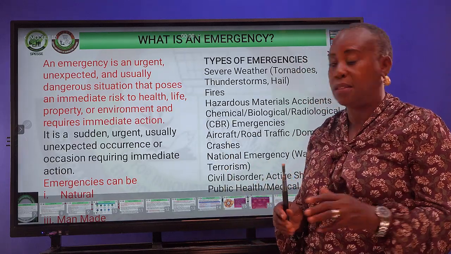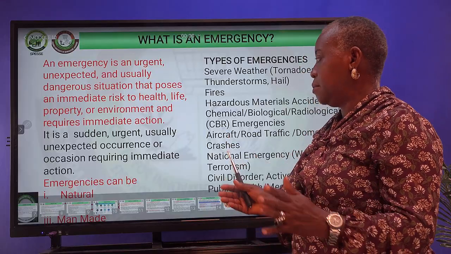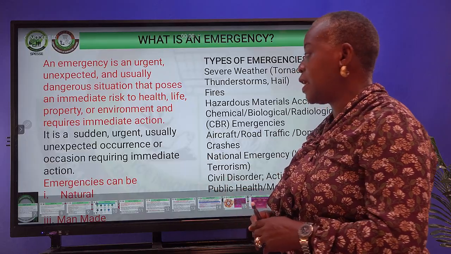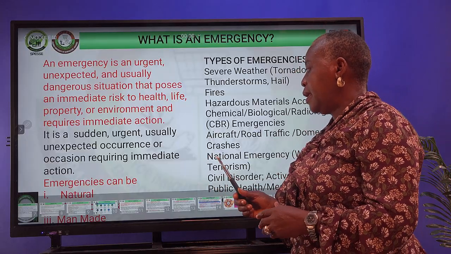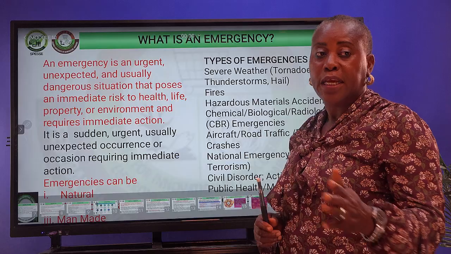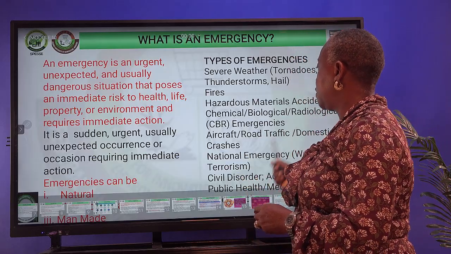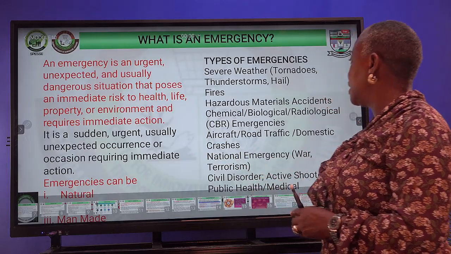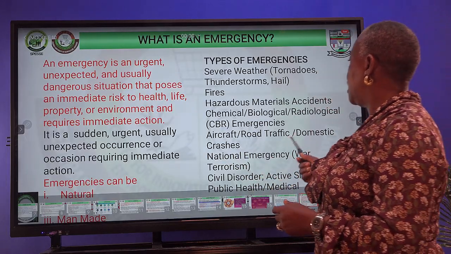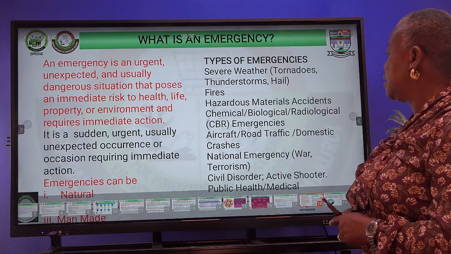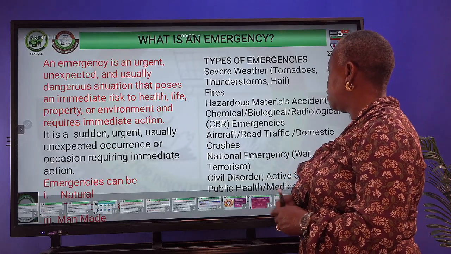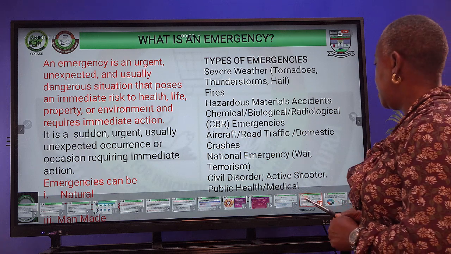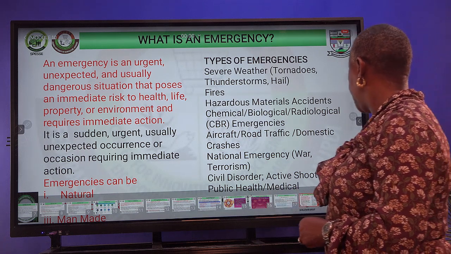It's usually sudden and there is need for quick response. So emergencies can be natural, man-made, or technological. Some types of emergencies we have are severe weather conditions, fire outbreaks, hazardous materials, chemical and radiological emergencies, road traffic emergencies, domestic crashes, and civil disorders, as well as public health and medical emergencies.